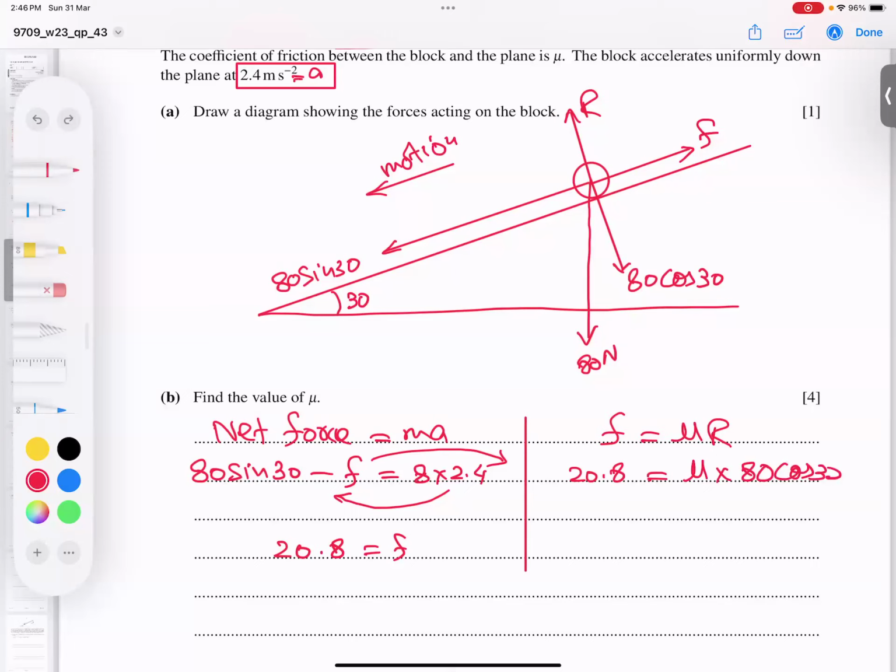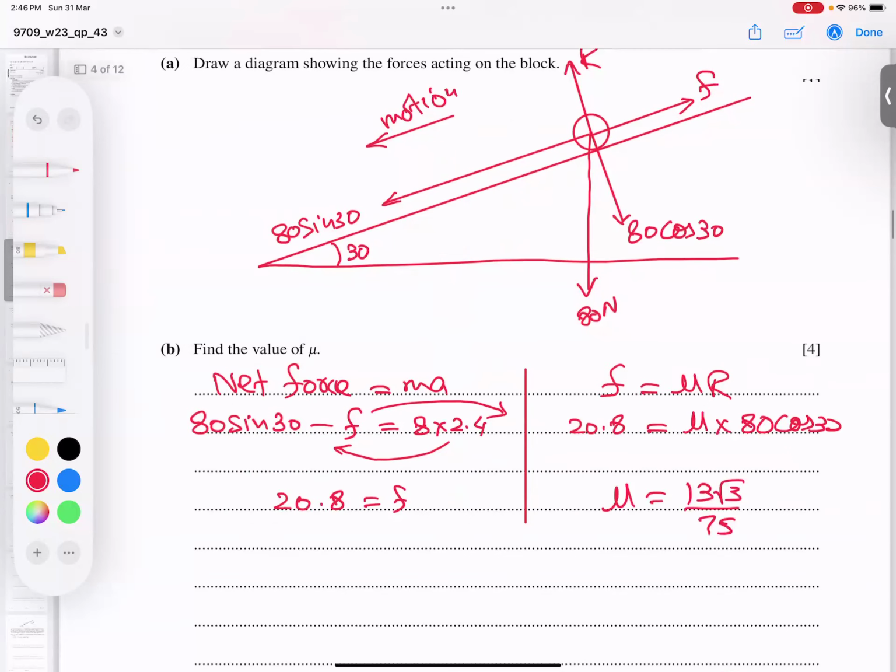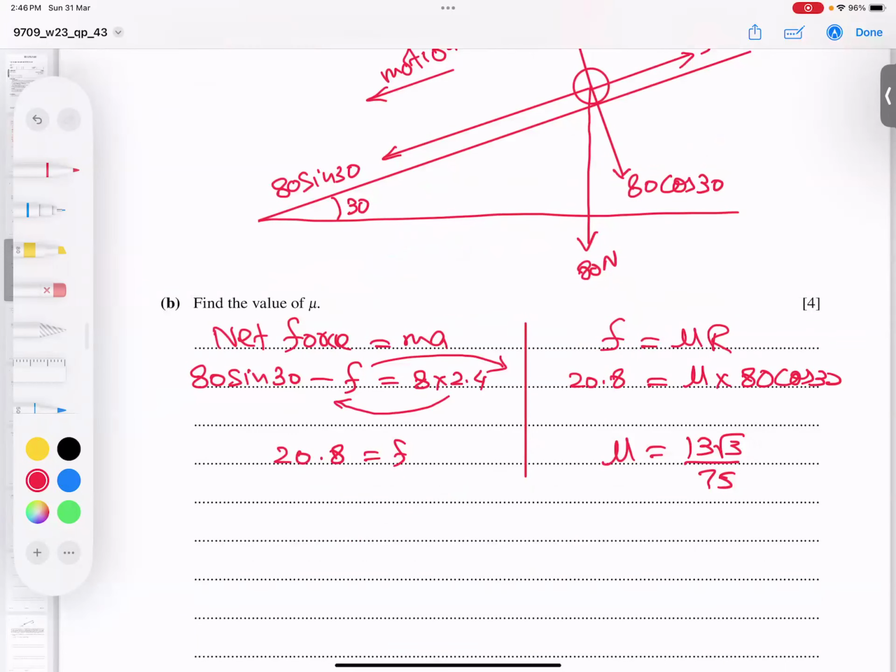So let's check it. 80 times cos 30. It is giving us the exact value 13 root 3 over 75. But if we check in ESF, it is giving 0.3002. So it means there's no need to take it. So 0.3 is the answer. And I believe the point is very clear. So we got friction 0.3. You can even write the exact answer.